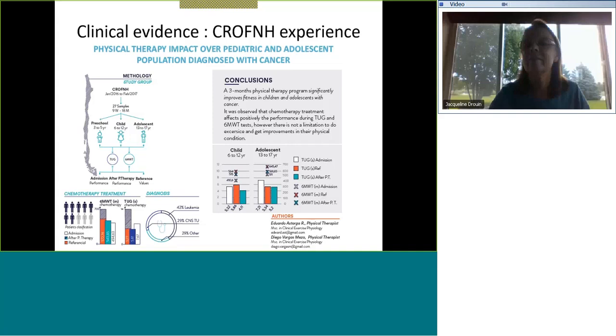Now you can see in the graph below on the right that the X's are the 6-minute walk test. We use the formulas for the reference results that they should have had. The white X is what was assessed at admission, the orange is the reference, and the blue is after 3 months of physical therapy intervention. As you can see, both children and adolescents significantly improve in the two tests. So clearly, the chemotherapy treatment does not affect performance that much, and it's not a limitation to doing exercise and improving their physical condition.